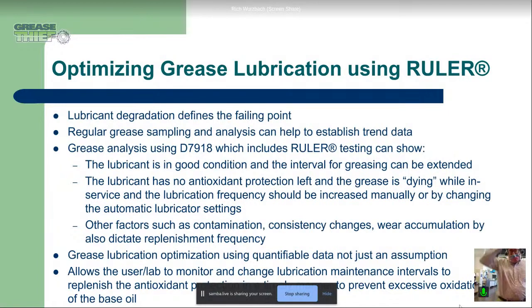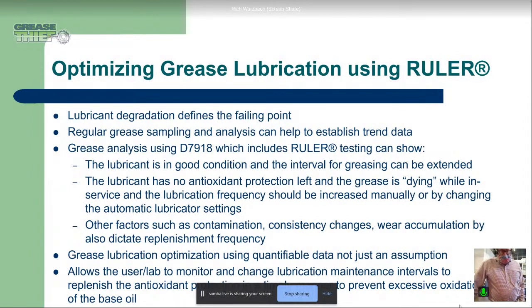Grease analysis using this ASTM standard D7918 does include RULER testing, and it can show if the lubricant is in good condition at the end of an established interval, and if so, then that interval can be extended. If the lubricant has no antioxidant protection left at the established interval, then the grease is dying while it's still in service. And that lubrication frequency should be increased, manually or by changing an automated lubricator's settings, to optimize so that we're changing out that grease before it gets to the end of its life.